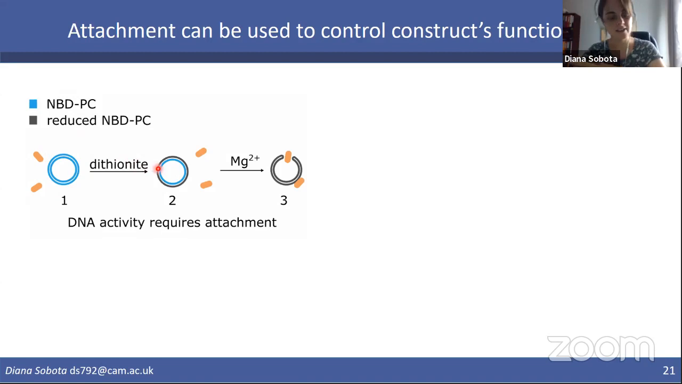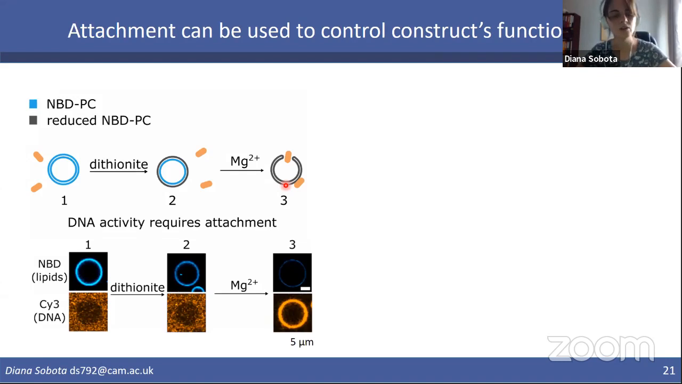If we add dithionite, then there are no pores, so we only observe 50% loss of fluorescence. If we then add magnesium, DNA attaches, inserts, flips lipids. Lipids are exposed to dithionite. The whole vesicle is bleached. So these are the results. Single frames from the experiment. They match the numbers here.